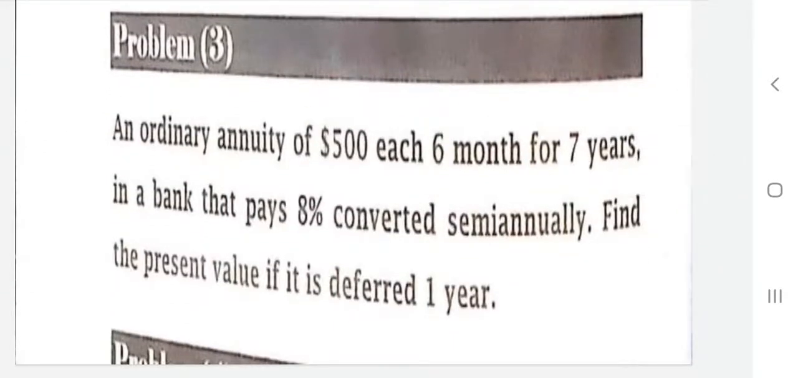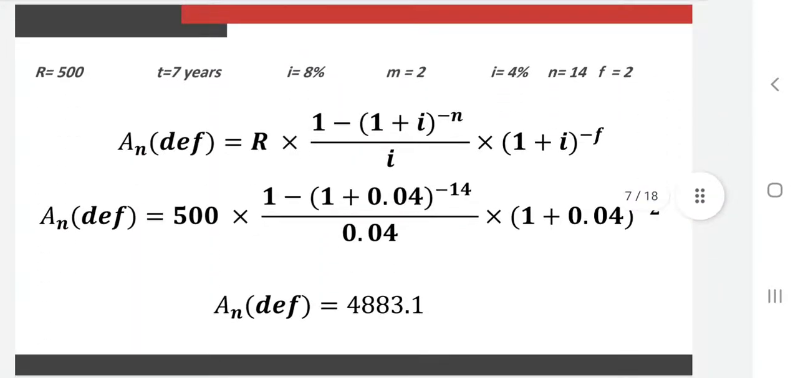Problem number 3. An ordinary annuity of $500 each 6 months for 7 years in a bank that pays 8% converted semi-annually. Find the present value if it is deferred 1 year. R equals 500, T equals 7 years, J equals 8%, M equals 2, I equals 4%, and N will be equal to 14, and F will be equal to 2.